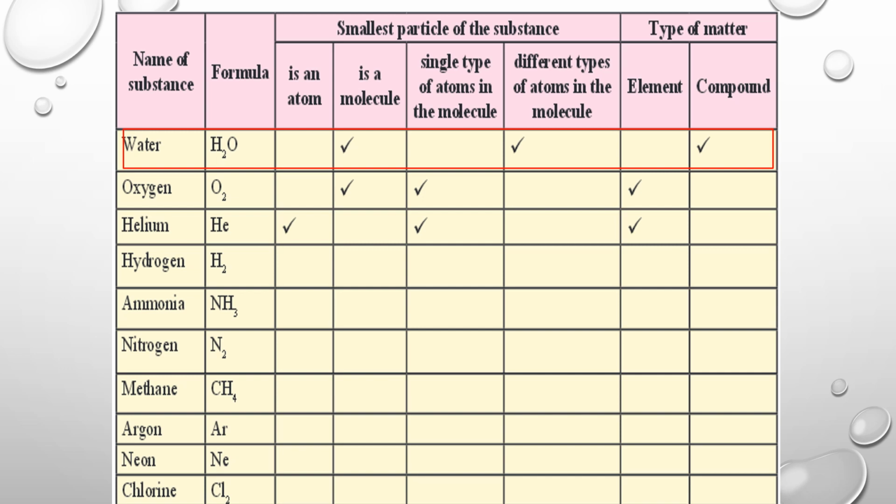The next two columns are where you find out whether it is made up of a single type of atom or different types of atoms. For that you will look specifically at the capital letters only.